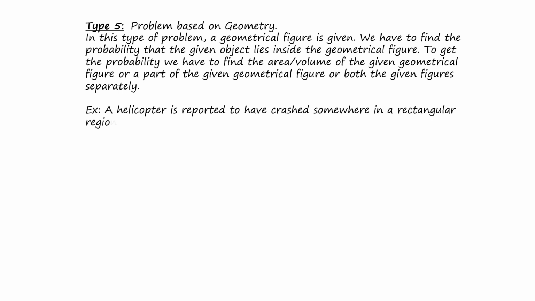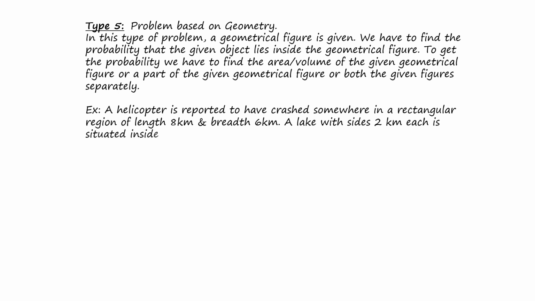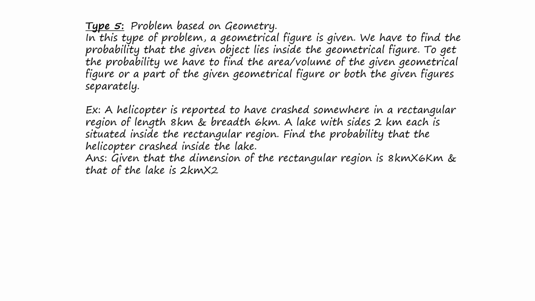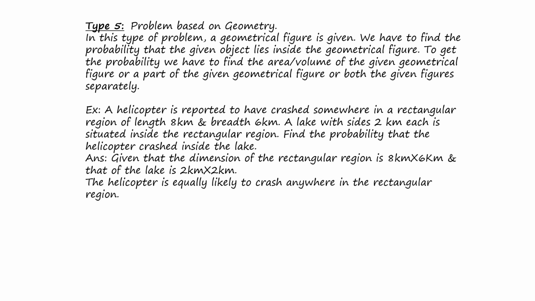A helicopter is reported to have crashed somewhere in a rectangular region of length 8 km and breadth 6 km. A lake with sides 2 km each is situated inside the rectangular region. Find the probability that the helicopter crashed inside the lake. So, given that the dimension of the rectangular region is 8 km by 6 km and that of the lake is 2 km by 2 km. So, the helicopter is equally likely to crash anywhere in the rectangular region.